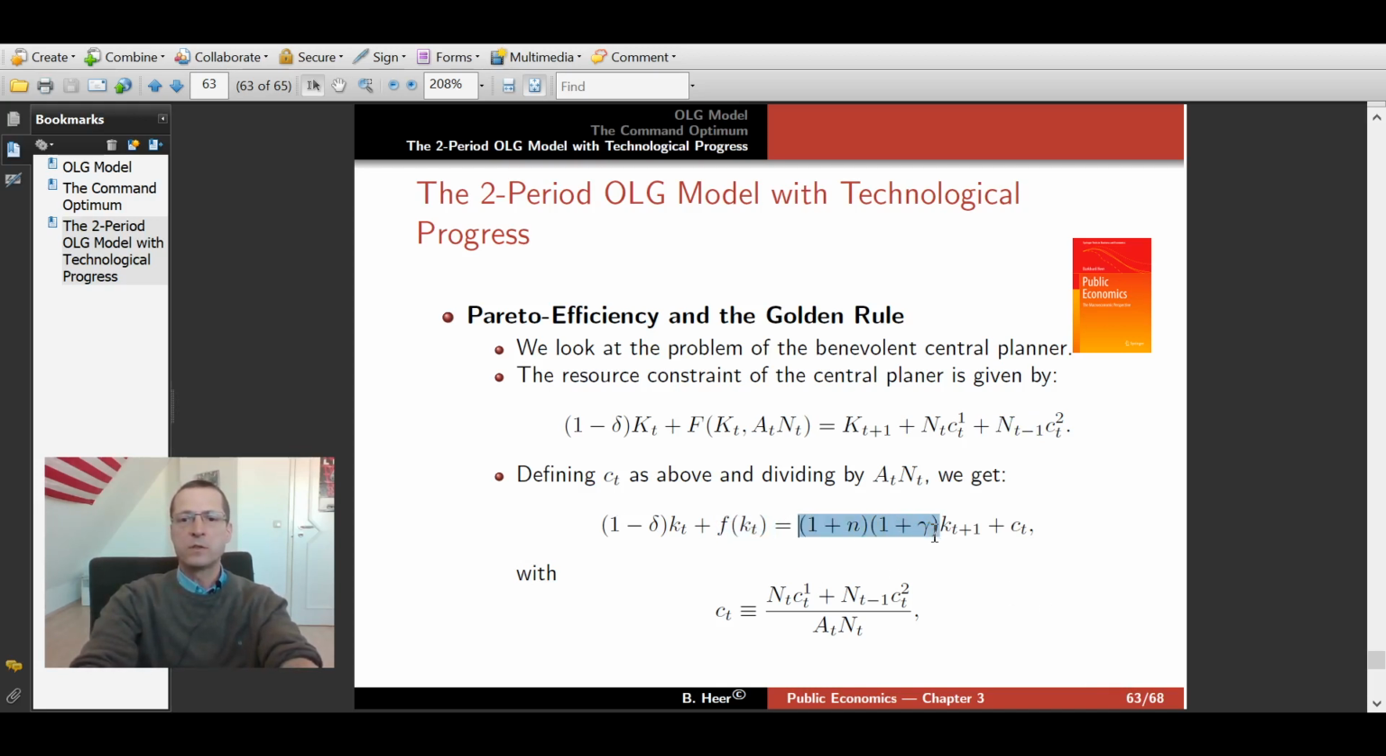So here we have to consider that the next period capital stock, the total capital stock, has to be allocated to a higher number of people, which grows at the rate 1 plus n. And it's also, in terms of efficiency units, the efficiency units also have grown by the factor gamma, our growth rate. And we again define our total consumption per young worker, cT, as in the previous section. So the consumption cT, lowercase c T, is defined as total consumption of the young plus total consumption of the old divided by AT NT.